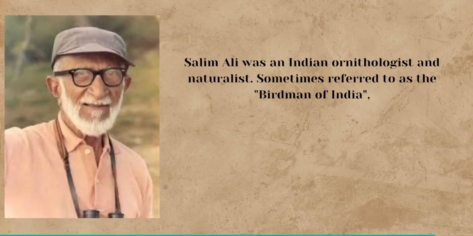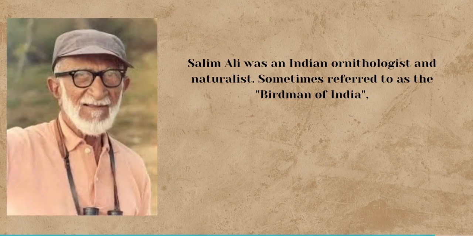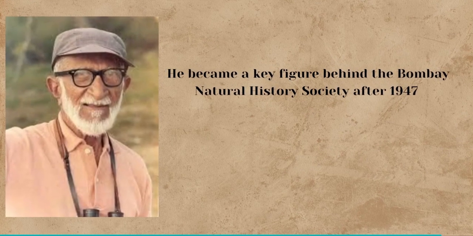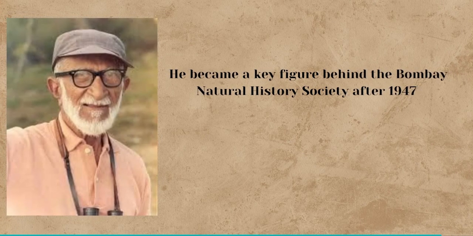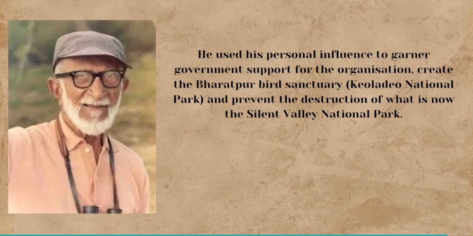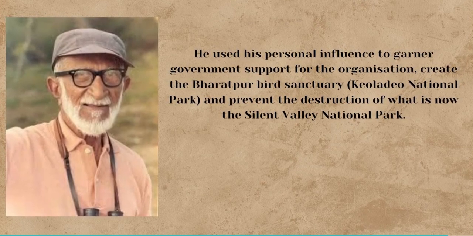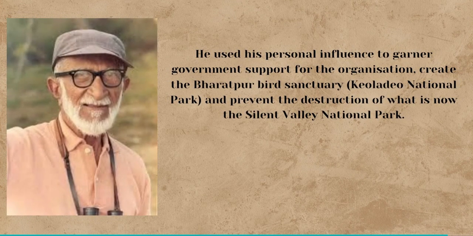Salim Ali was an Indian ornithologist and naturalist, sometimes referred to as the Birdman of India. He became a key figure behind the Bombay Natural History Society after 1947. He used his personal influence to garner government support for the organization, create the Bharatpur Bird Sanctuary, and prevent the destruction of what is now the Silent Valley National Park.